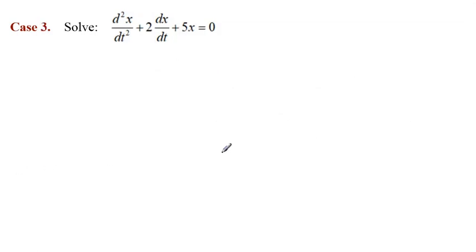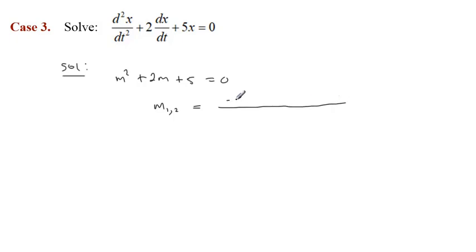And the third case, which is also the final case, is the case where we had an equation like this, and setting up our characteristic equation or auxiliary equation, we get m squared plus 2m plus 5 equals 0. We notice immediately that this equation we cannot factorize, so we apply the formula whereby m1,2 is going to be, using the quadratic formula, minus 2 plus or minus the square root of 2 squared minus 4ac, where in this case a is 1 and c is 5, all over 2.